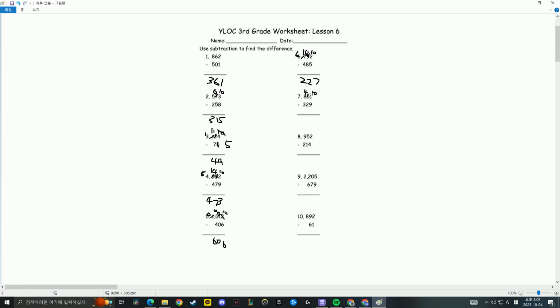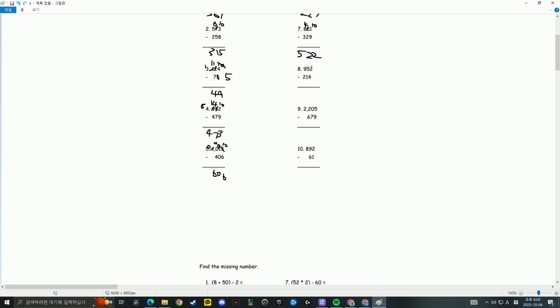Borrow from the 5. 10. 11 minus 9 is 2. 4 minus 2 is also 2. 8 minus 3 is 5. 2 minus 4, you can't do that. Borrow from the 5. That would be 12. 12 minus 4 is 8. 4 minus 1 is 3. 9 minus 2 is 7. 738.